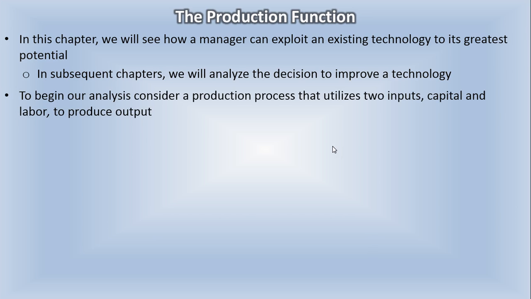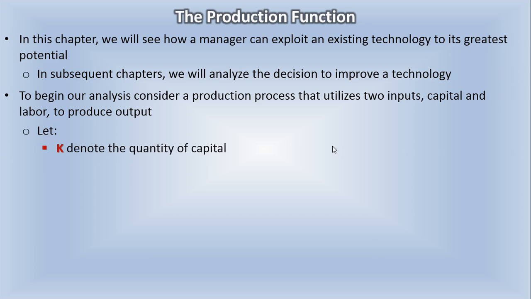So to begin our analysis, consider a production process that just utilizes two inputs. So we only consider two inputs in this class. So we put everything into those two categories. One of them is, of course, labor, which is just workers. And then the other one is capital. Capital is just a catch-all term for basically anything not labor used to produce. In practice, capital is generally people-made production items, such as factories and machines, things that people use to produce that have been made by other people.